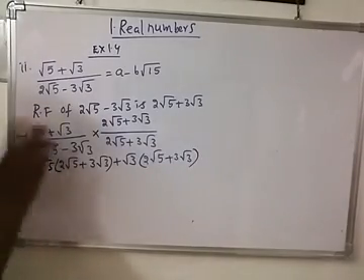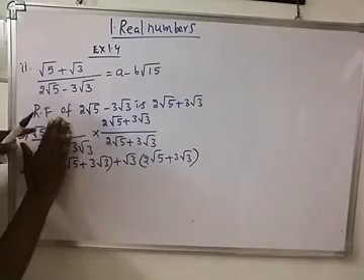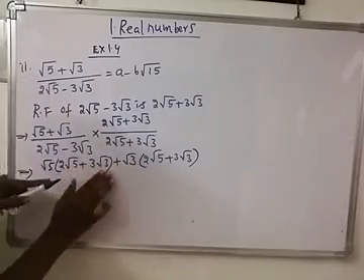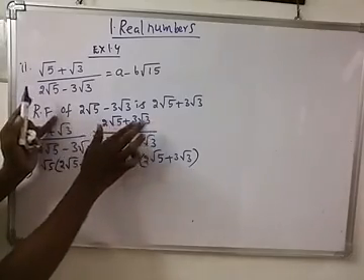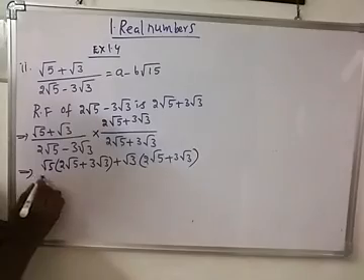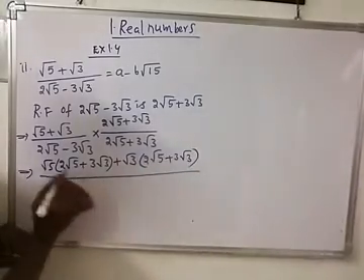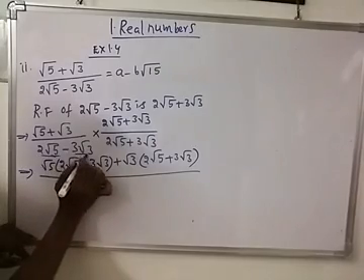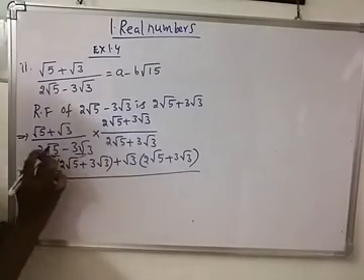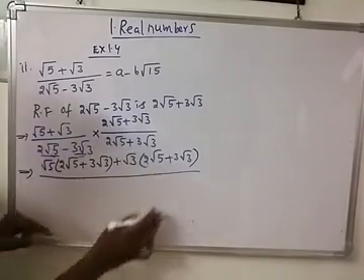So it is the multiple, this one. So (√5 × 2√5 + 3√3 + √3 × 2√5 + 3√3)... So it is in the form of (A − B)(A + B), where we take A as this and B as this.